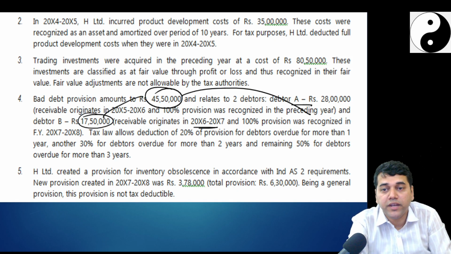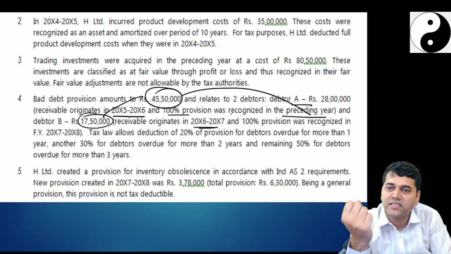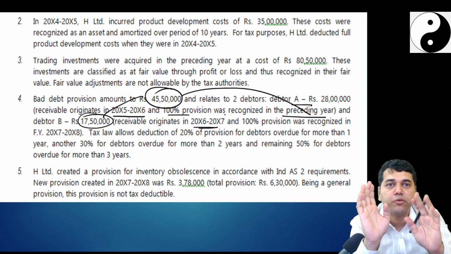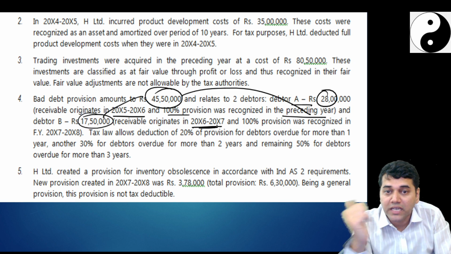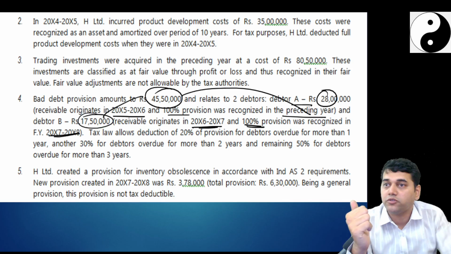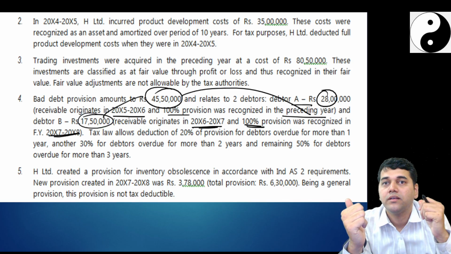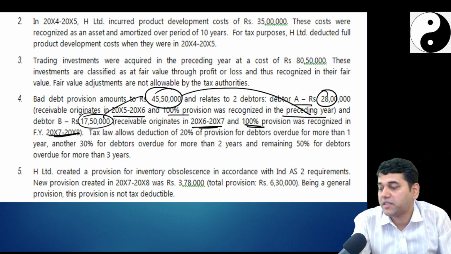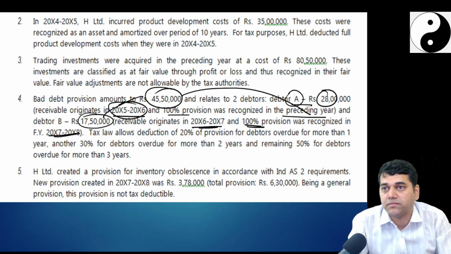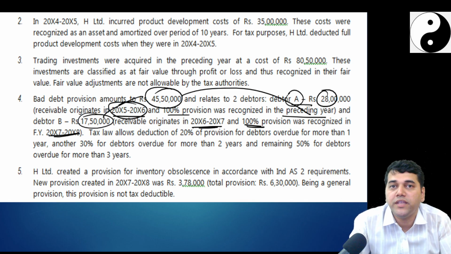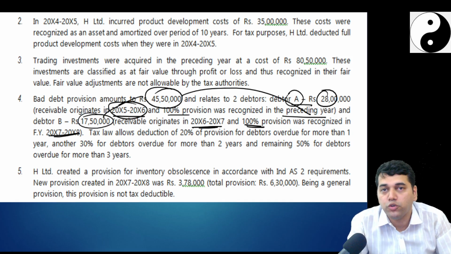Now debtor A came when? 28 lakhs, in the year 15-16, and 100% was provided in the preceding year. That means by 16-17, 100% is claimed. So this year we didn't make any provision relating to A. But debtor B, 17,50,000, originated only last year, and 100% was done in this year. So this year the provision add back will be 1750. But how much can you claim for income tax purposes? Debtor A, today he is due for how many years? 2 years. Overdue for more than 2 years, you can claim 30% of 28 lakhs.